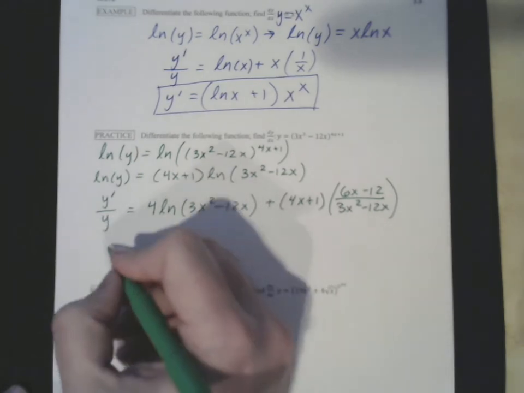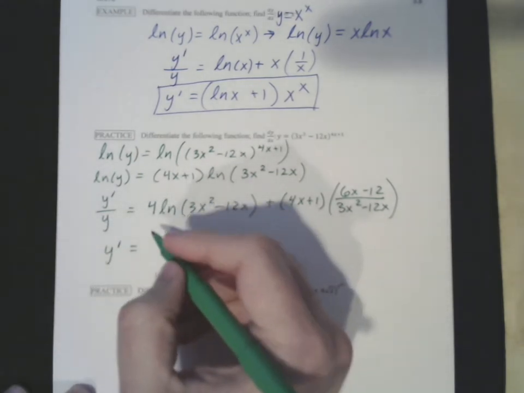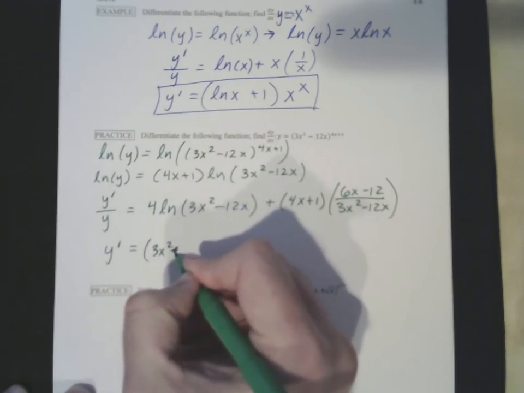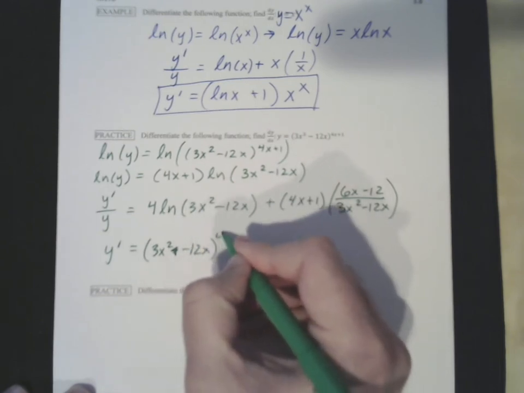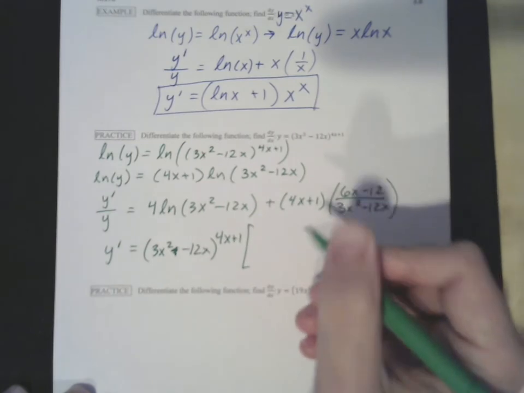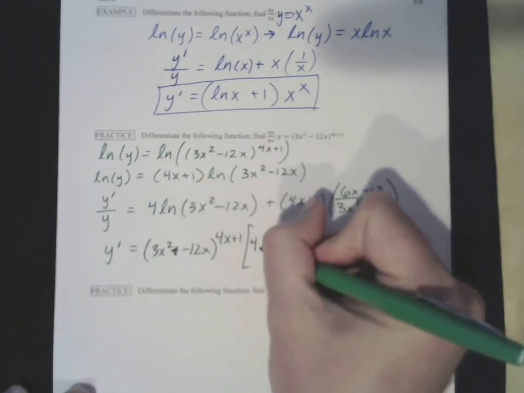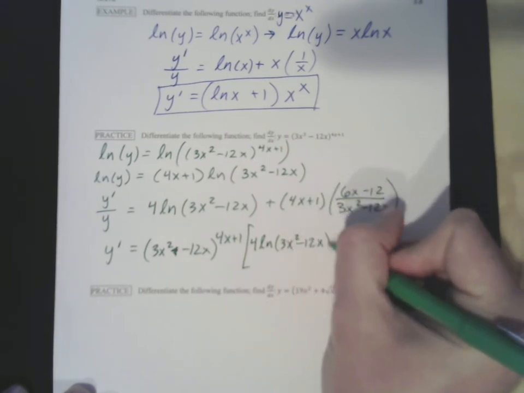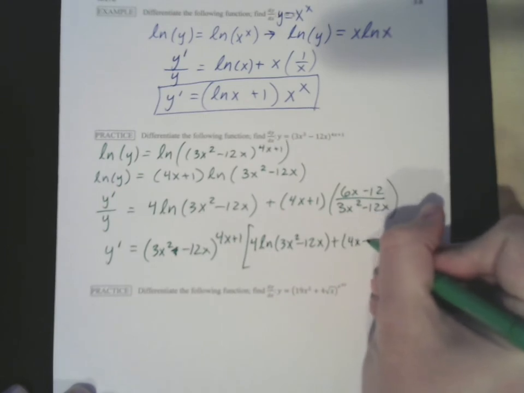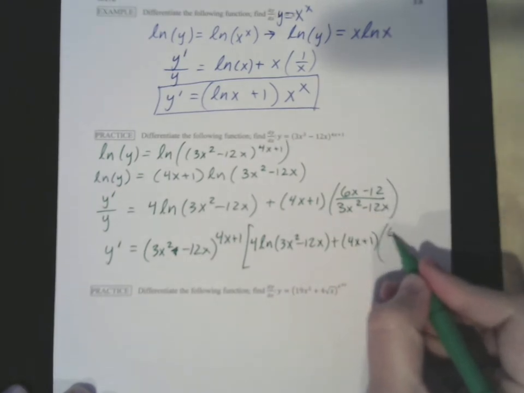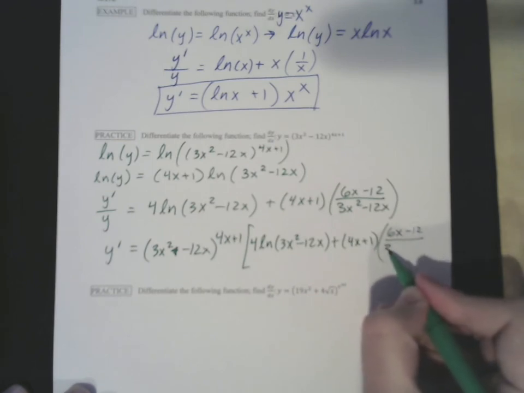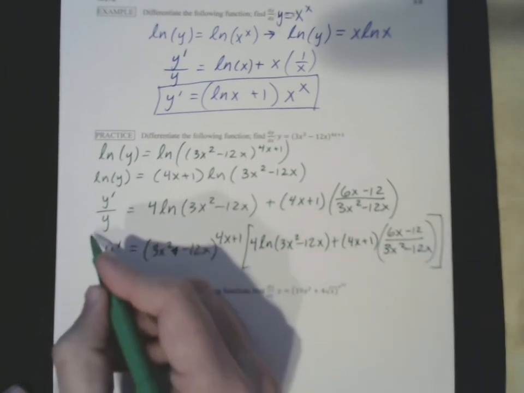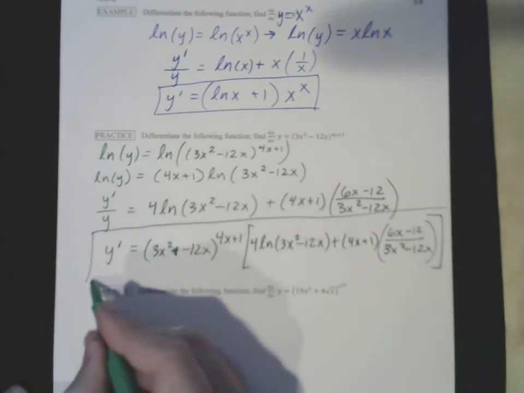And then the last thing to do is to solve for y prime. So this is 3x squared minus 12x to the 4x plus 1, all times this, 4 ln 3x squared minus 12x plus 4x plus 1 times our fraction 6x minus 12 over 3x squared minus 12x, and our brackets. And that's the derivative there.